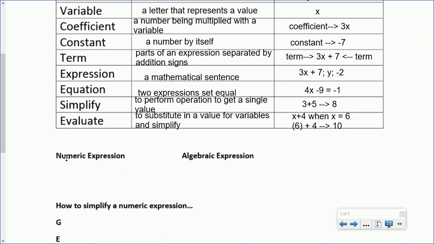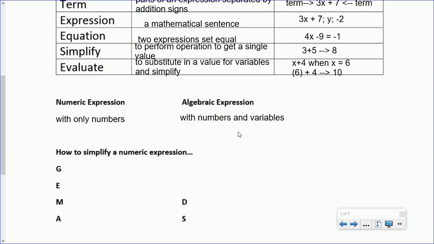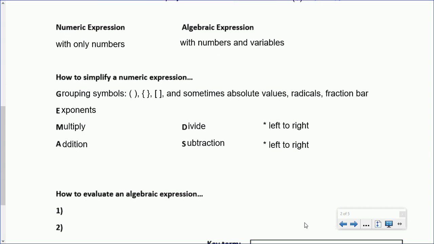Okay? Now a numeric expression has only numbers. We talked about that last class. An algebraic expression has numbers and variables. Okay, so it has to have a variable in order to be algebraic. When we simplify numeric expressions, we did this. We do GEMDAS, which is grouping, exponents, multiply, divide from left to right, add, subtract from left to right. Some of the stuff we've already done.